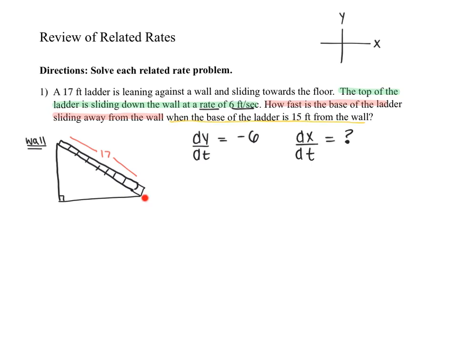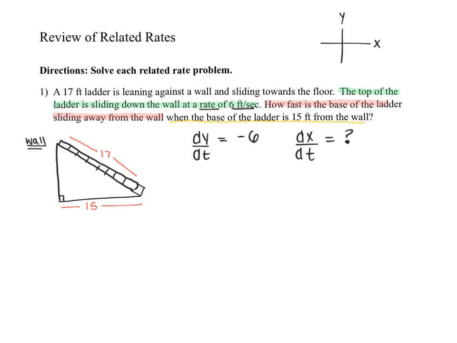So here's the base of the ladder. Here is 15 feet from the wall. So this distance here is 15. So you have to imagine that this ladder is sliding down, and say it started up here and it slid down to here. They want to know at this exact moment, how fast is this base of the ladder moving out? So we know that we have a right triangle.